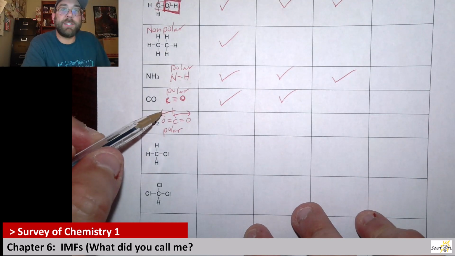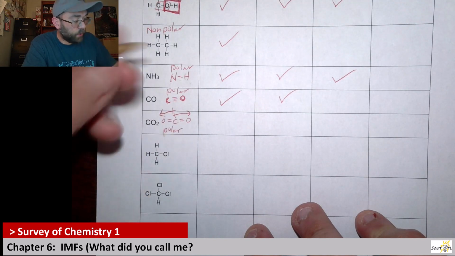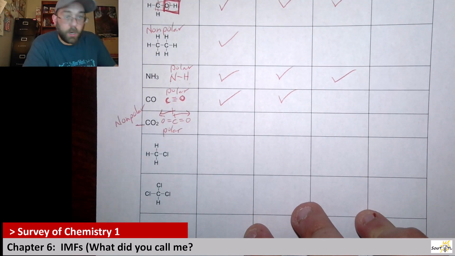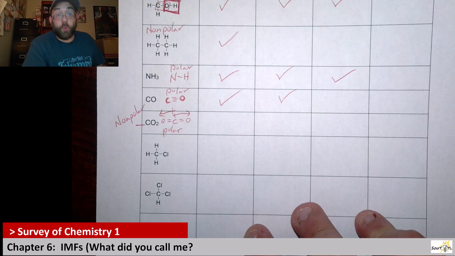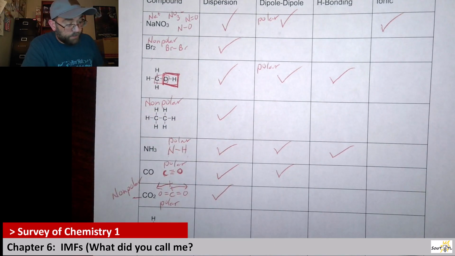So what happens? You have symmetry in the molecule to where these two polar bonds cancel. So this molecule is in fact non-polar. All right? Crazy. You can have polar bonds and still be a non-polar molecule. All right? So what does that mean? If this is a non-polar molecule, does it have dipole-dipole? No. So the only thing this guy has is dispersion. Don't get lazy. Look at the structure of the molecule.